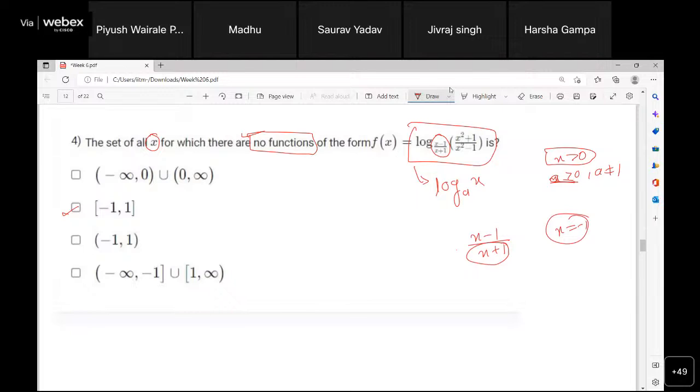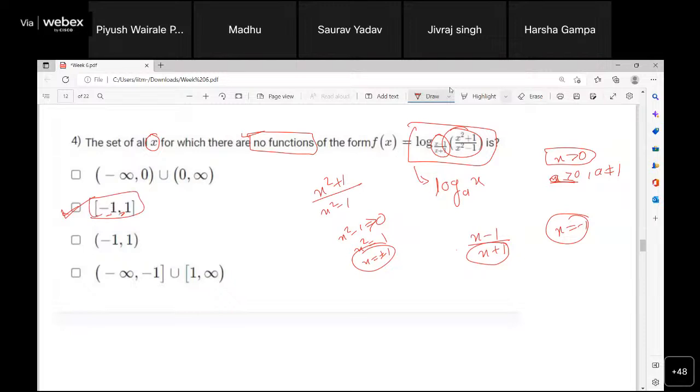Yes sir, we can include that. And what is this function? x square plus 1 upon x square minus 1 should be greater than 0. So x square should be 1, so you can say x equals plus minus 1, right? So we have to include minus 1 and plus 1 here, right? So that's why it's a bracket. So option B is the correct one.